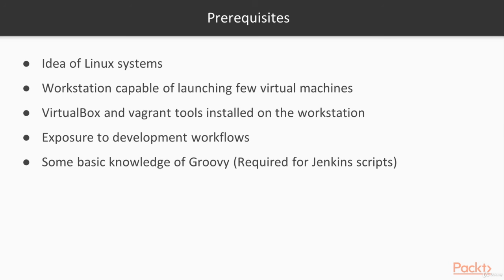The basic prerequisites of this course are some idea of Linux systems, a workstation capable of running a few virtual machines, and the Vagrant and VirtualBox software installed on the workstation. Some idea of development workflows is also suggested for the course. As Jenkins mostly supports Groovy scripts, some basic exposure to Groovy will also be helpful.